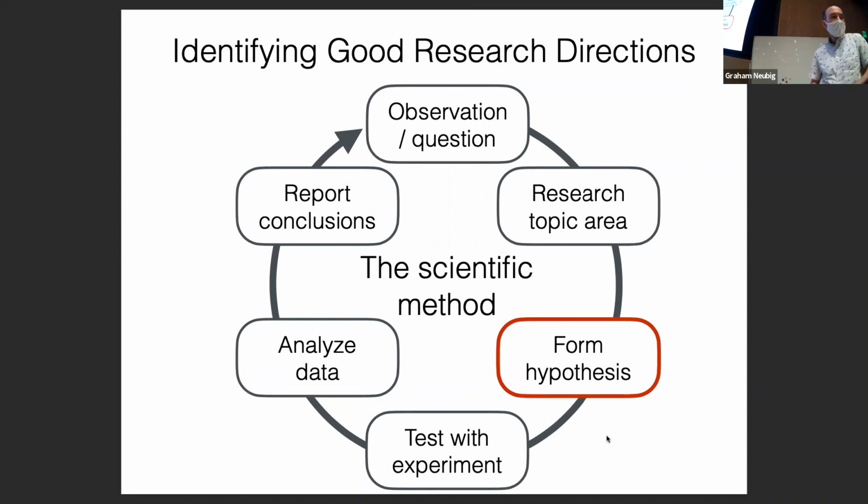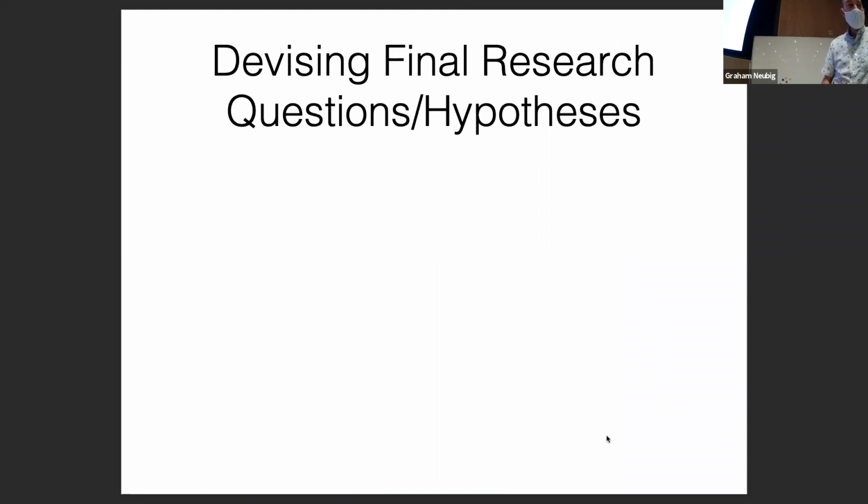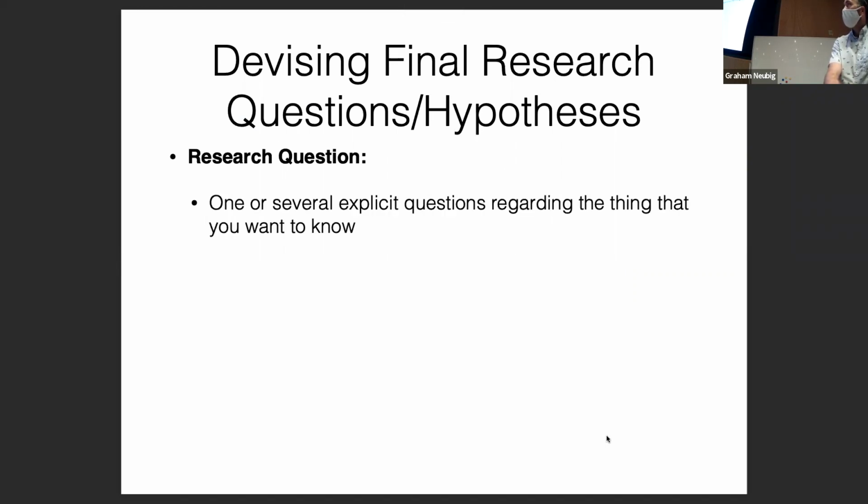Okay, great. So next I'm going to move on to the form hypothesis part, and this is making your questions a little bit more concrete, and also forming ideas about how your experiments are going to go. So we have a research question. It could be one or several explicit questions regarding the thing that you want to know. One thing about research questions is that very often yes/no questions are better than how-to questions.